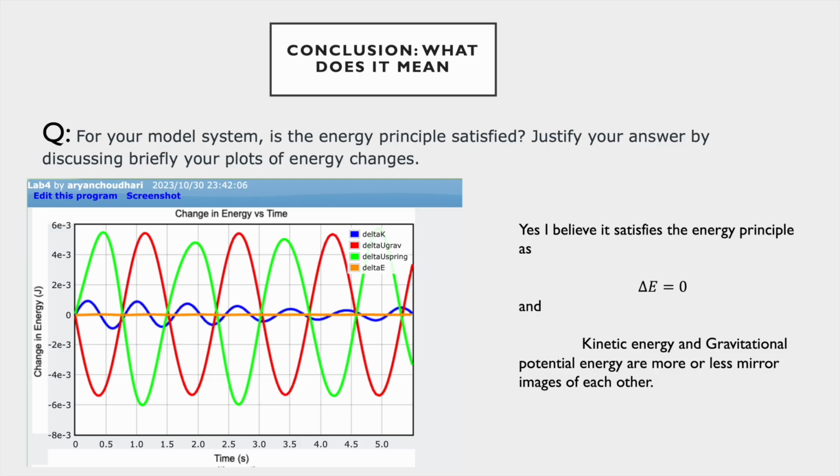Then the conclusion, what does it mean? For the model system, is the energy principle satisfied? I believe yes, it satisfies the energy principle. As we can see from the graph, the delta E remains constant at 0, and the kinetic energy and the gravitational potential energy are mirror images of each other. Therefore I believe it satisfies the energy principle.